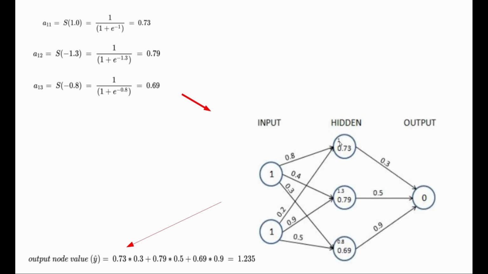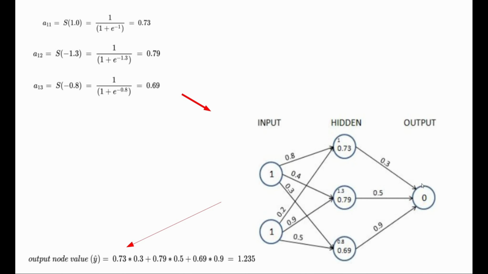So I pass 1 as an input to the sigmoid function of this, that is 1 over 1 plus e to the power minus 1, and get this value 0.73. Similarly, I pass 1.3 as an input to the sigmoid function for this node, and 1 by 1 plus e to the power minus 1.3 gives me 0.79, and that's what we see. And so for the third node here, I get a value of 0.69.